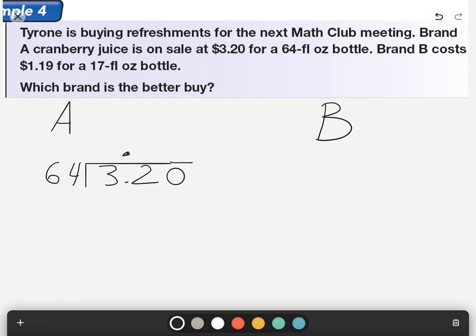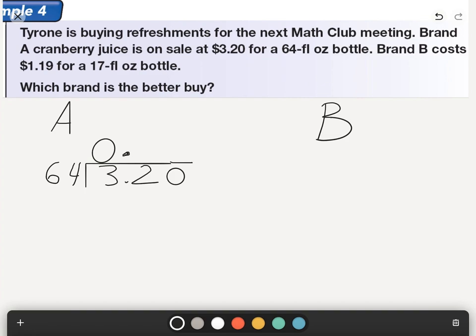So finding the unit price just generally means you're dividing the two numbers. In this case, what you're trying to find out is the price of one thing. So you're dividing the total by the total number of things you have to figure out how much one of those things costs.